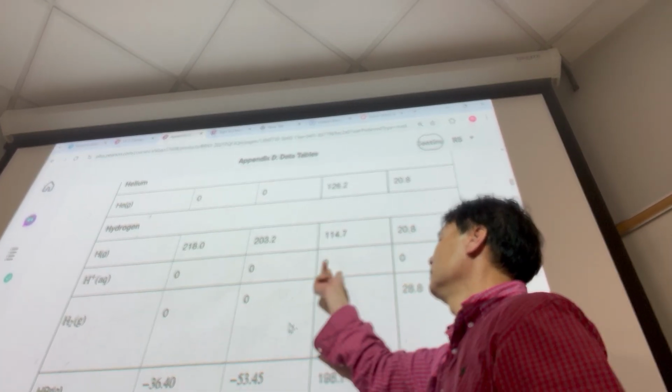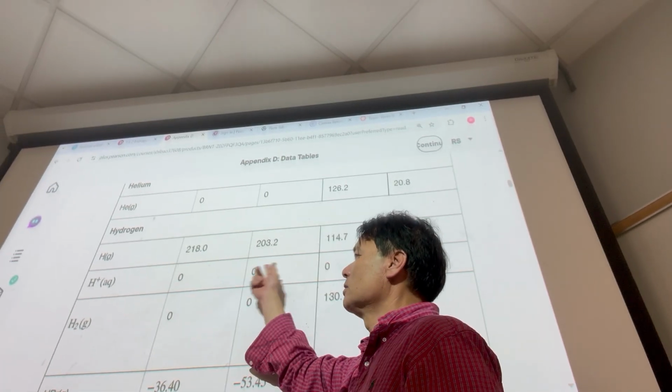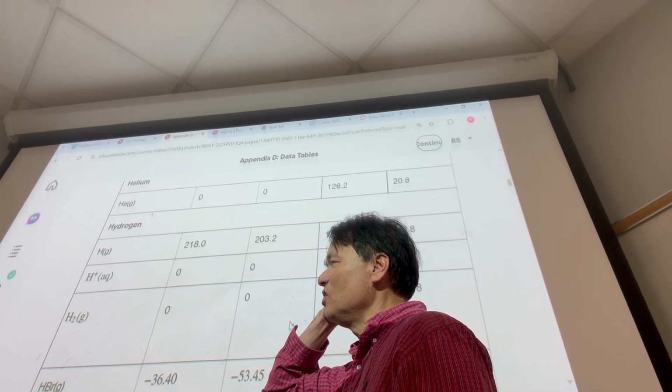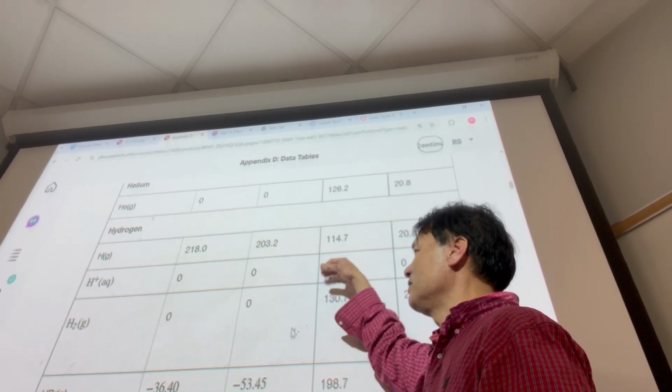And so this is what we call an arbitrary zero. This is an arbitrary zero as well. These are arbitrary zeros, and so you have to know that here. Obviously, H plus has a positive entropy.